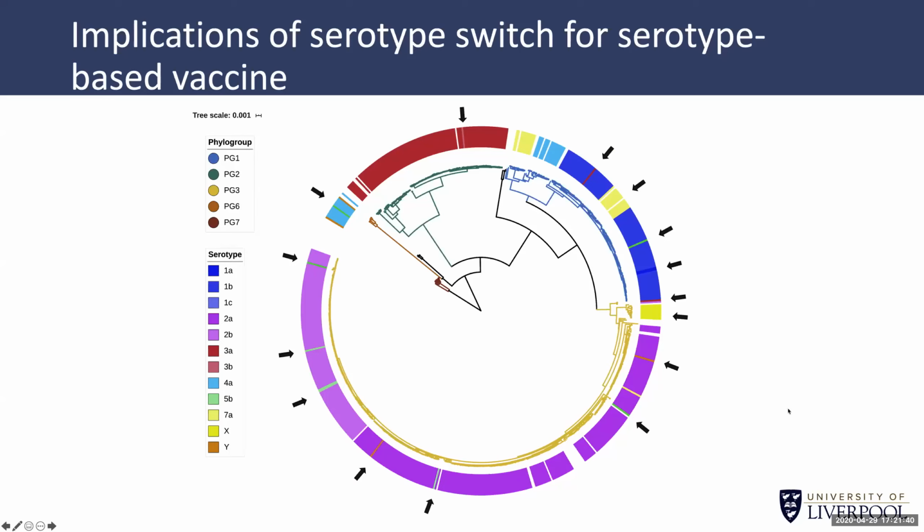Nevertheless, in the future we still want to perform a temporal analysis to estimate the time frame of serotype switching, so we can help inform effective vaccination programs by estimating when we can expect a vaccine escape due to these serotype switching events.